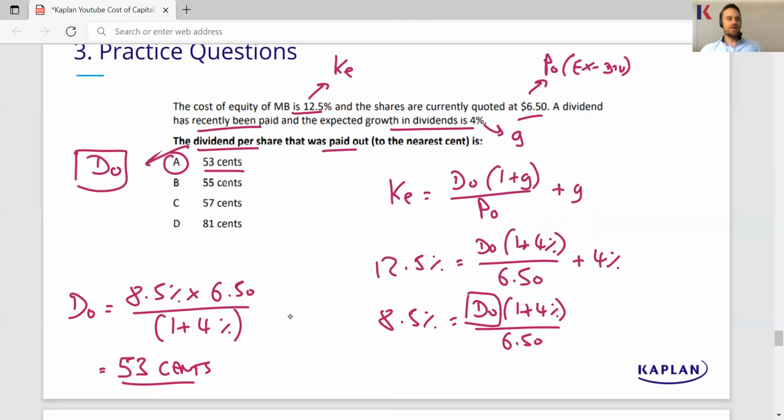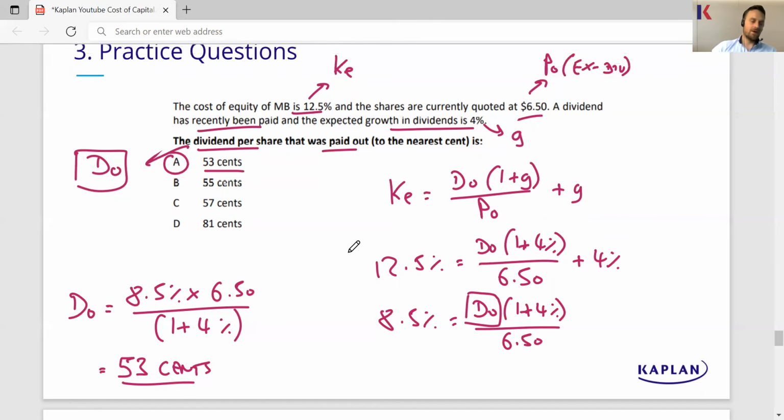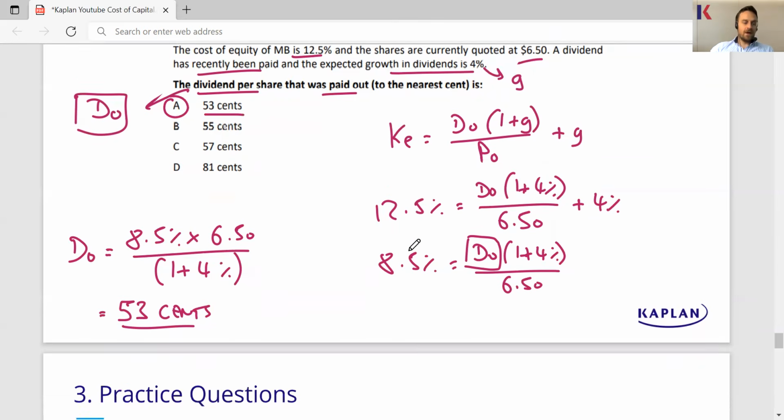If you don't like rearranging, a little bit of maybe an unconventional strategy, but what you could do is say, right, I know the answer is 12.5%. I'm going to try all 4 options as D naught in this formula and see which gives me 12.5%. And because it's A, it would actually be first try. You go, oh, okay, there you go. That gave me 12.5%. So you could just do trial and error of the 4 options and see which one gives you 12.5% as your answer. But we've done it properly. So hopefully we're okay. Okay, on to the next question.